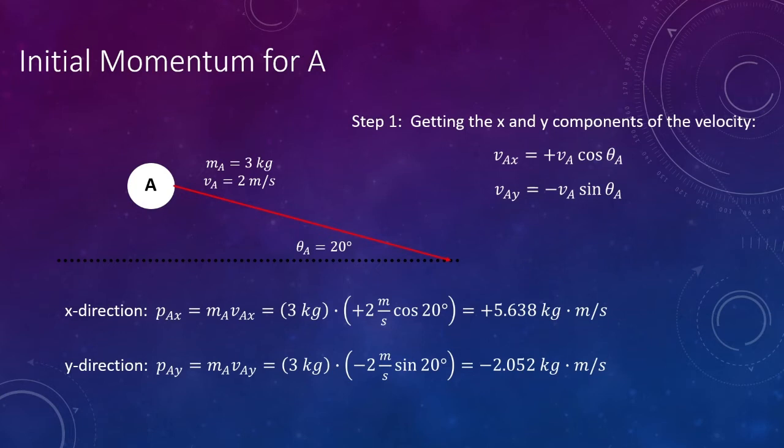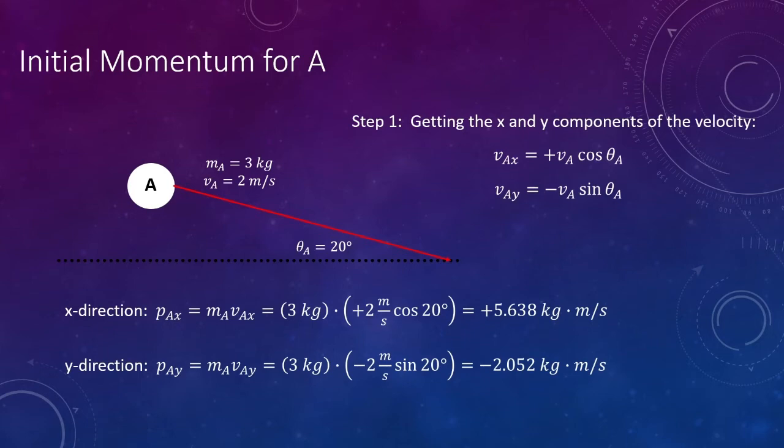And we'll do the same thing in the y direction. Momentum of A in the y direction is its mass times the y component of its velocity. And again, since it's moving down, it's a negative y component, and to get just the y piece, we use a sine to get the opposite side of that angle. And we should get something around negative 2.05 for that. So again, the main thing is, because momentum and velocities are vectors, you have to split them into the x and y pieces in order to properly apply them in a problem. So that's what's going on with object A.